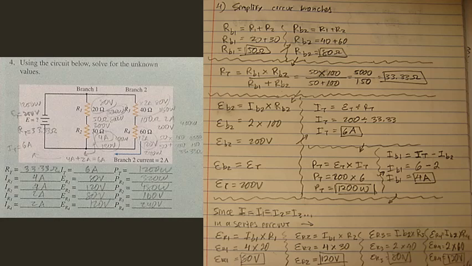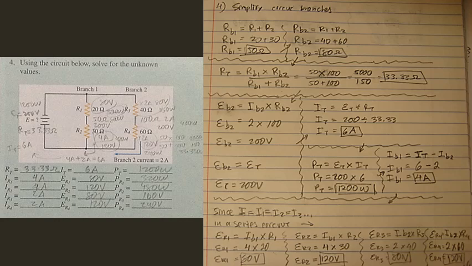And we move on to branch 2, RB2 equals R1 plus R2. RB2 equals 40 plus 60 ohms in this case, or 100 ohms. We have our two branch resistances of 50 ohms and 100 ohms. Moving on to the next step, our resistance total.